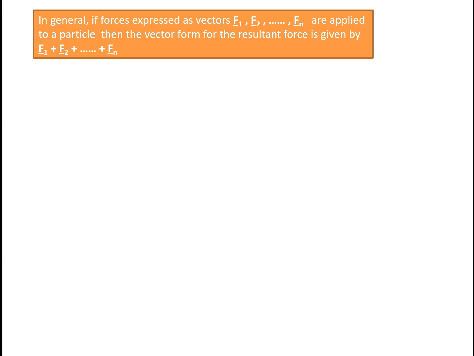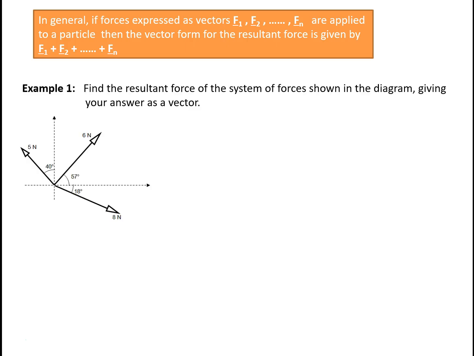If we have a system of forces expressed as vectors F1, F2, F3 all the way up to Fn, which are applied to a particle or an object, then the vector form for the resultant force is given by the vector F1 plus F2 plus F3 all the way up to Fn. So the resultant force is simply the sum of the individual forces.